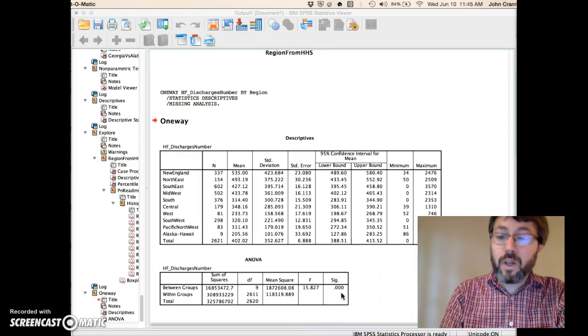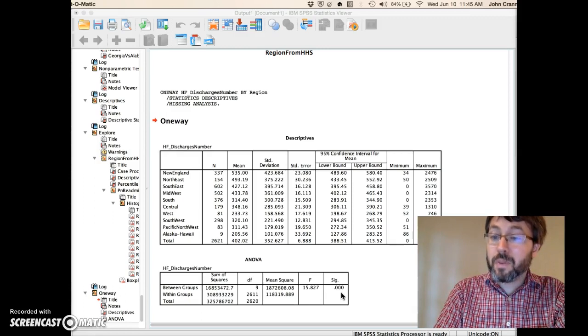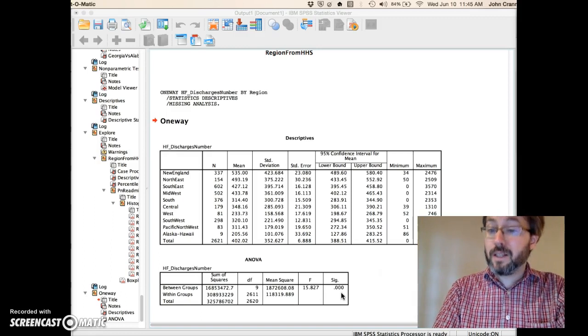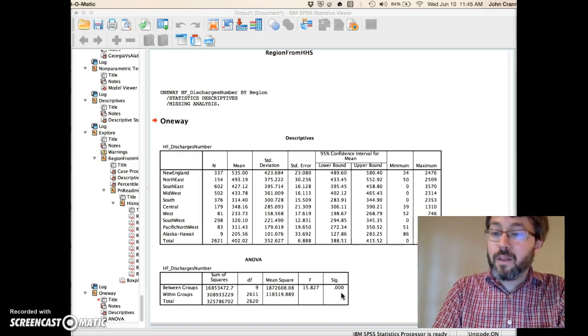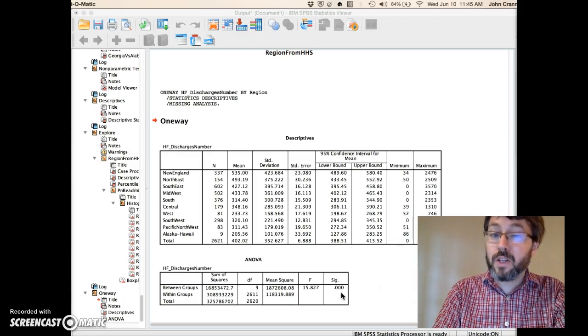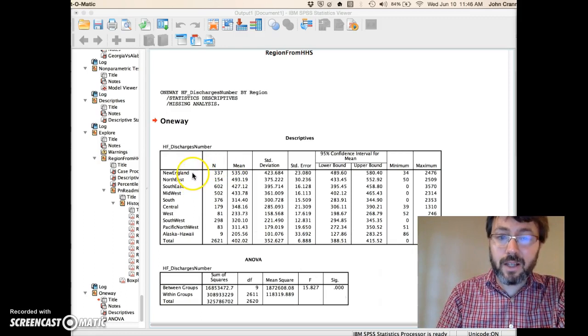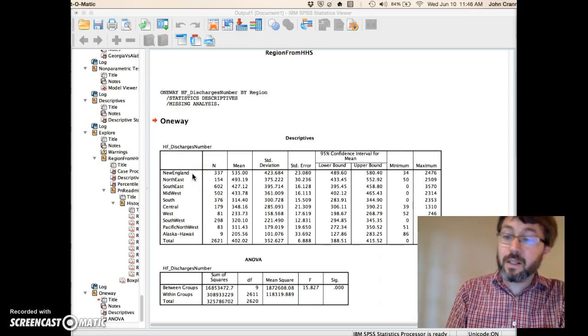Now, what do you do if you get a significant ANOVA test? It indicates there are differences between the groups, but the only way to formally know which groups are different is to statistically test them one by one. What you would need to do is run a t-test between each pair of regions. Now we have 11 regions here, and you'd have to run a t-test between every single region to identify where that difference lies, if you want to do it formally and statistically.